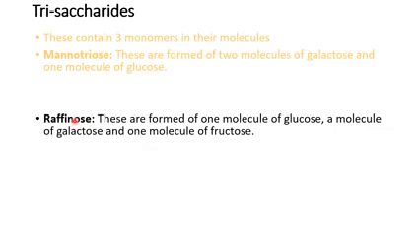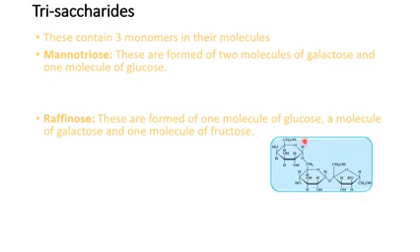The next one is raffinose. Raffinose contains one molecule of glucose, one molecule of galactose and one molecule of fructose. So this is the structure. This is the glucose unit, and this is the fructose unit. So this is the structure of raffinose.